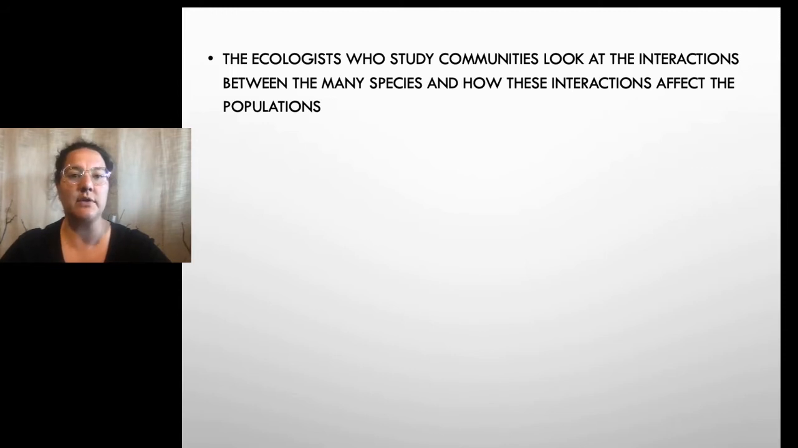Ecologists who study communities look at the interaction between many species and how these interactions affect populations. So is it the wolves? Is it humans? Is it drought? Is it snowfall that is affecting the caribou in that region?